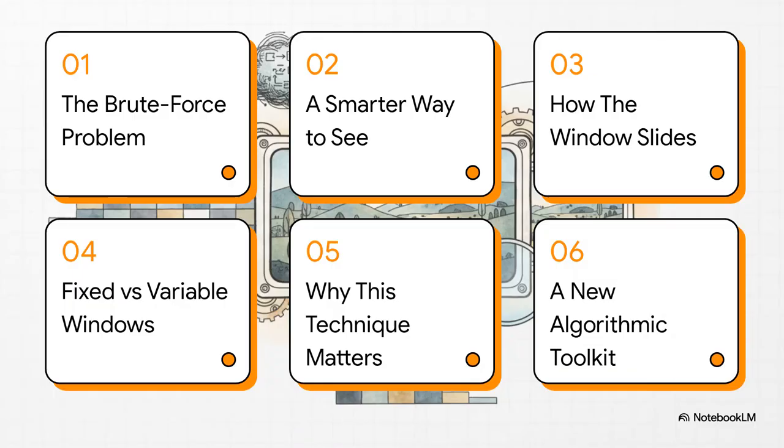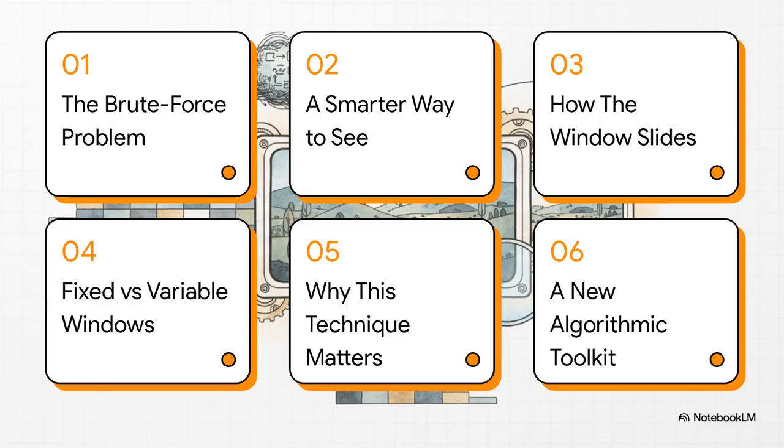All right, so here's our game plan. We're going to start with a really common problem, the kind that makes you think, there's got to be a better way. Then, we'll introduce the star of the show, this sliding window. We'll see how it works, check out its two main flavors, and then we'll see exactly why it's so powerful with a performance comparison. Sound good?